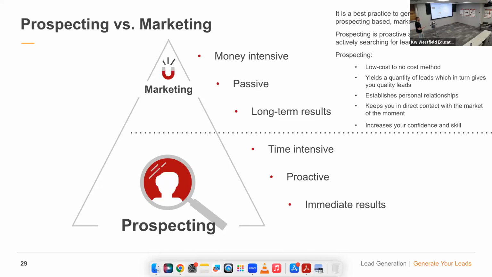It establishes personal relationships, which again, this is what it's all about. It gives you time over time to build rapport with people. It keeps you in direct contact with the market of the moment and also your people at the moment, what's going on in their life or their circumstances and situations. It also increases your confidence and skill.